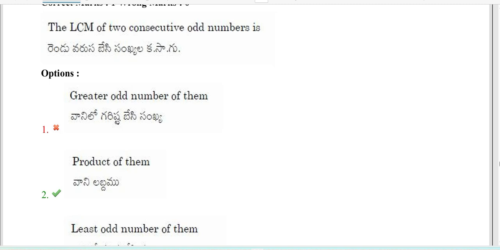The LCM of two consecutive odd numbers. Let us take consecutive odd numbers.